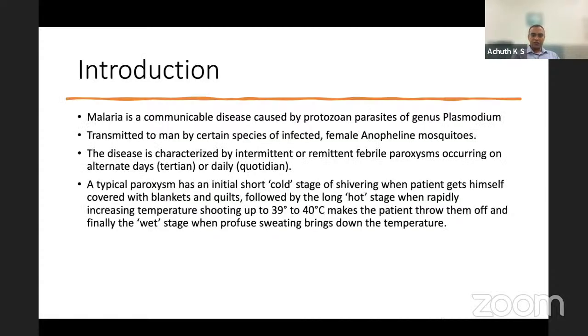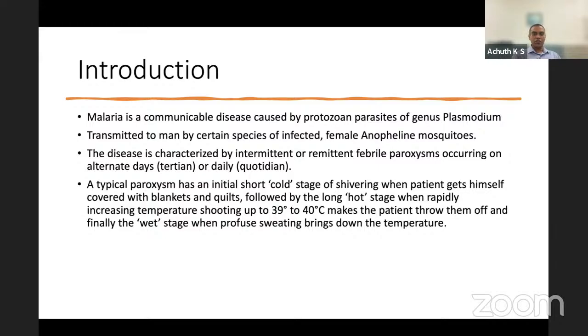What is malaria? It is a communicable disease caused by protozoan parasites of genus Plasmodium, and it is transmitted by a female mosquito to man. Which female mosquito? Does every female mosquito transmit malaria? No.